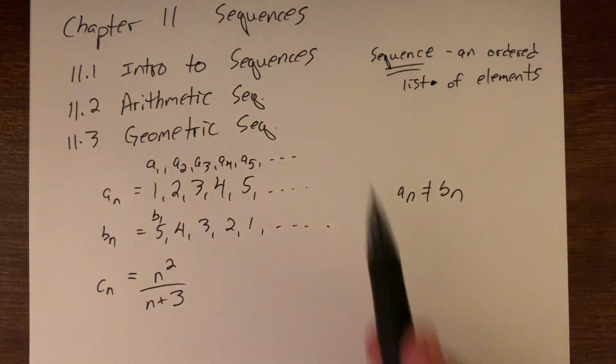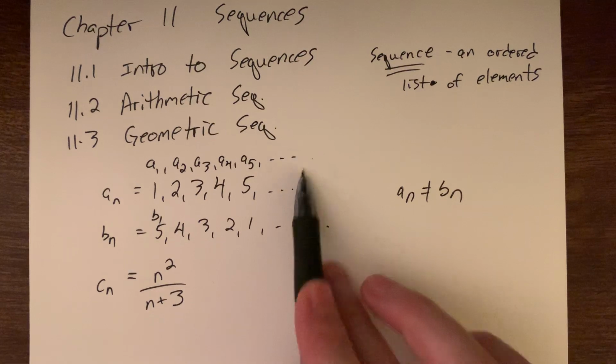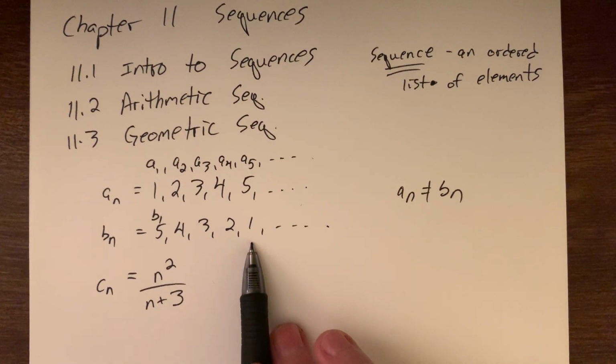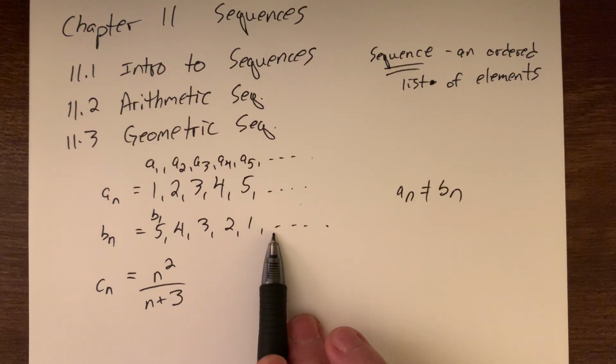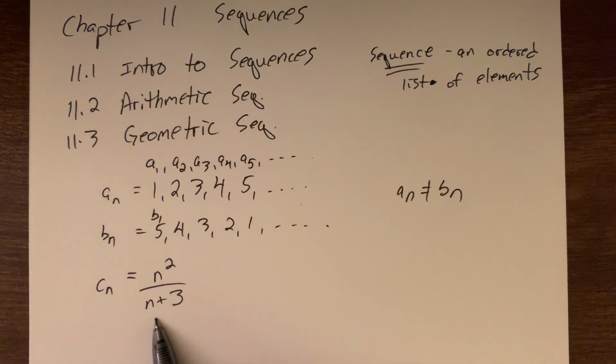And if I said, what's the 7th term in A? Well, keep going. The 6th term would be 6, the 7th term would be 7. What's the 7th term in B? Well, I'd have to keep going. The 6th term would be 0, the 7th term would be -1. But the more ideal situation would be, here's a general formula.